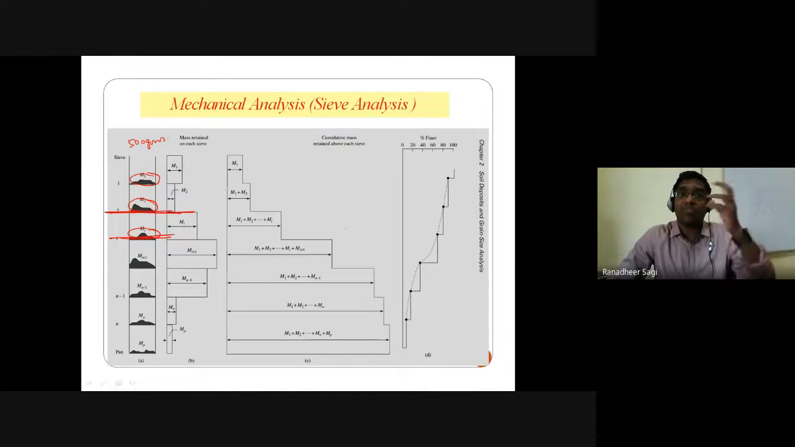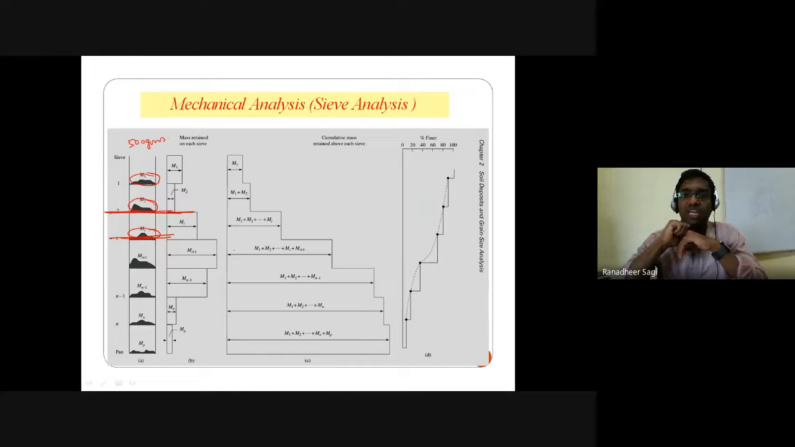How much percentage of the soil grain particles are finer than that particular sieve size? If I want to know that, let's say I look back again at the first sieve position. Out of 100 percent of particles, how much percentage of the particles are finer than your first sieve size?